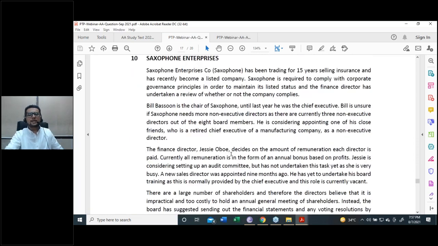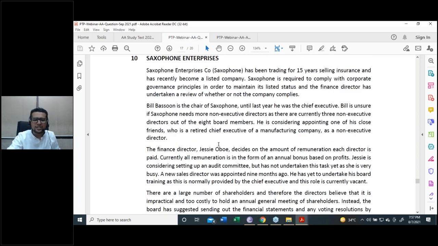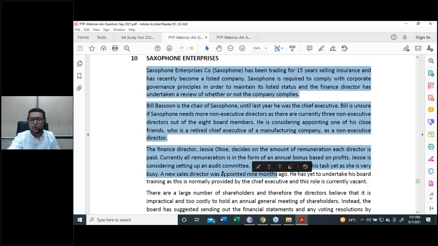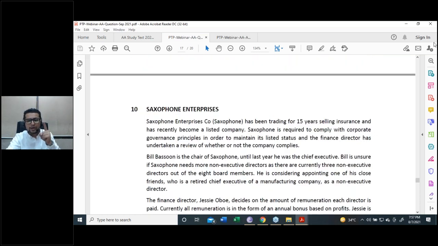Okay, so there is a question on corporate governance, the only question we have in the kit. It's called Saxophone Enterprises. Let's read the requirement. Describe 5 corporate governance weaknesses faced by the company and provide a recommendation to address each weakness in order to make sure that the company becomes compliant with the corporate governance rules. So we got to read the question and we got to identify the corporate governance weaknesses. Now please listen to me. If you are good at this question, you can say you are done with corporate governance. So this particular question will cover everything with respect to corporate governance.